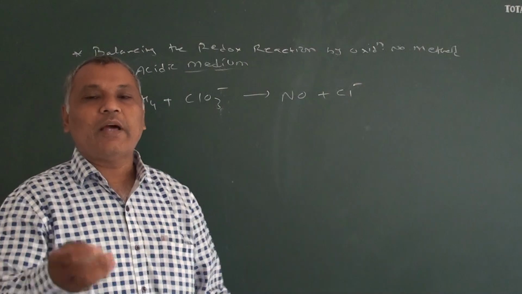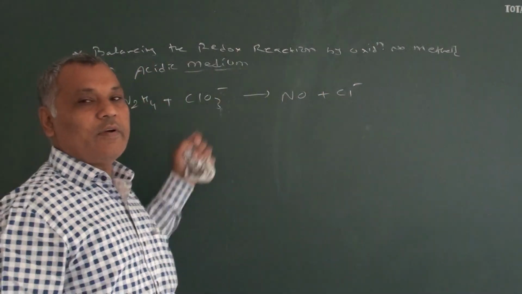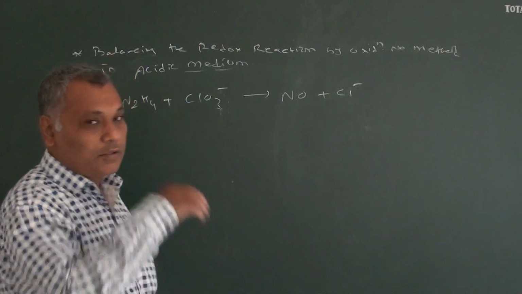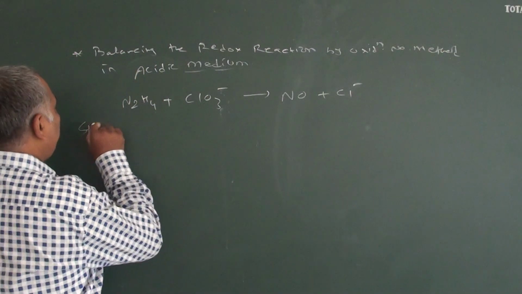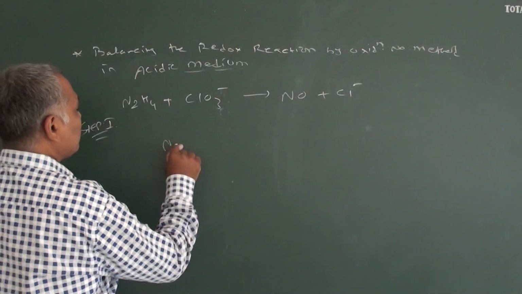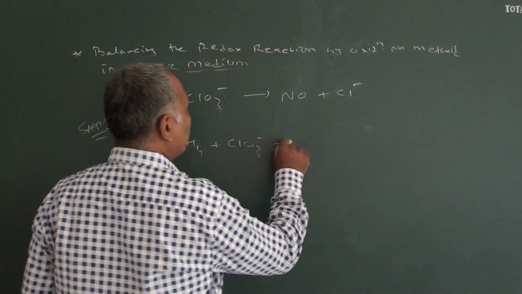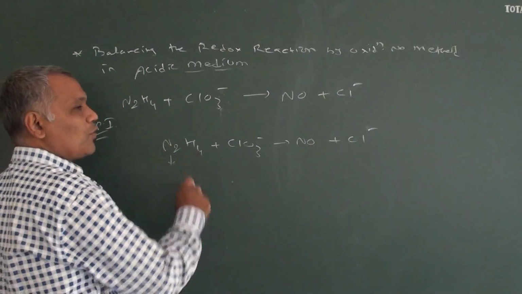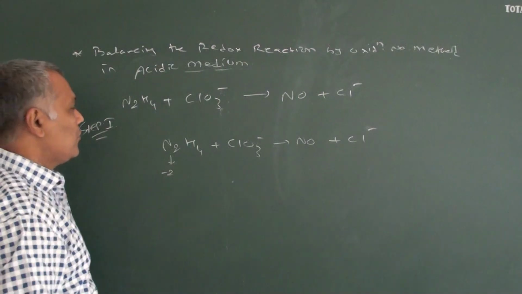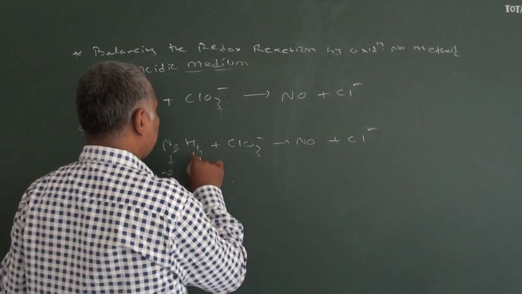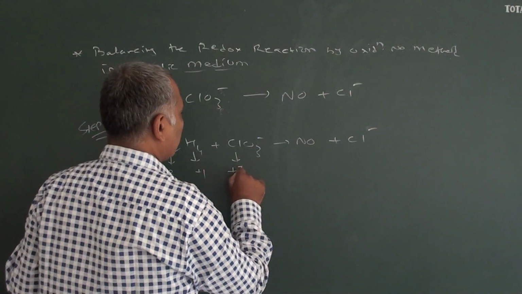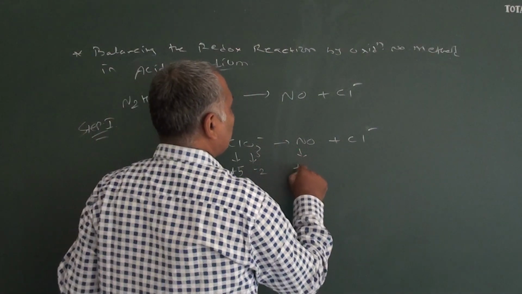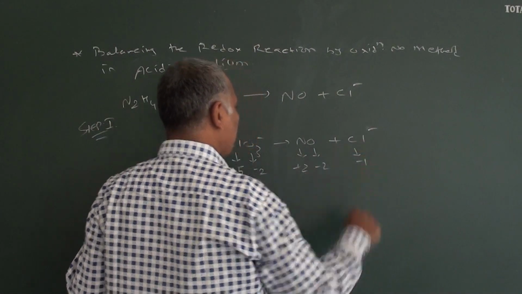Because we don't know whether I want to add H2O on this side or on that side. N2H4, ClO3 minus, NO, Cl minus. This one will become plus 4, so this one will become minus 2. This one will become plus 1 for each. This one will become plus 5, minus 2, plus 2, minus 2, minus 2.